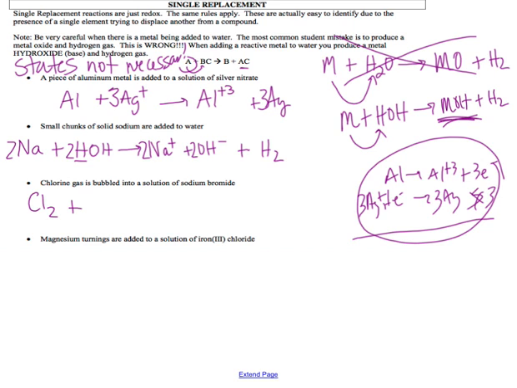Do I write down Na+? It's a group 1 metal. I'm not even going to write it down. You can, but you're going to end up canceling it. So don't write it down. What are you going to write?